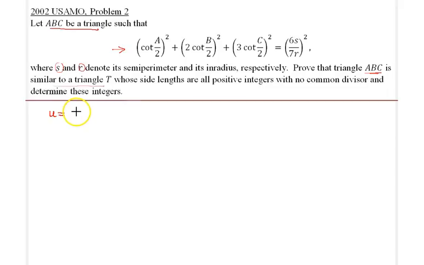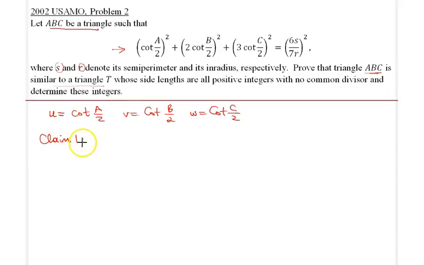Let's assume that cotangent A over 2 be U, cotangent B over 2 be V, and simply cotangent C over 2 be W. And then what I would like to do next is to make two claims and prove these claims actually.